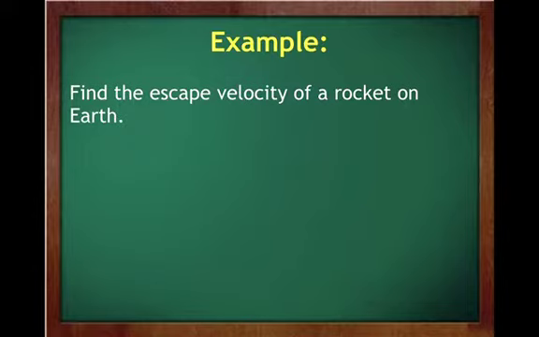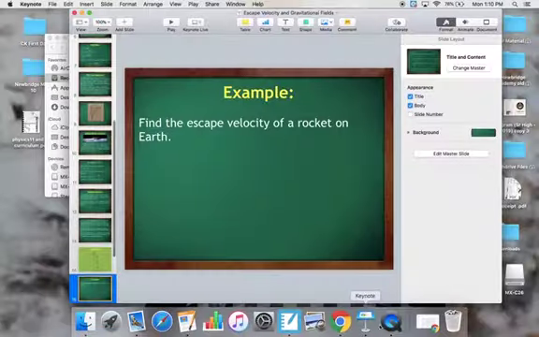Okay, so if we are going to look instead at finding the escape velocity of a rocket on planet Earth, again, we don't need to know the mass of the rocket because it's not in the escape velocity formula.